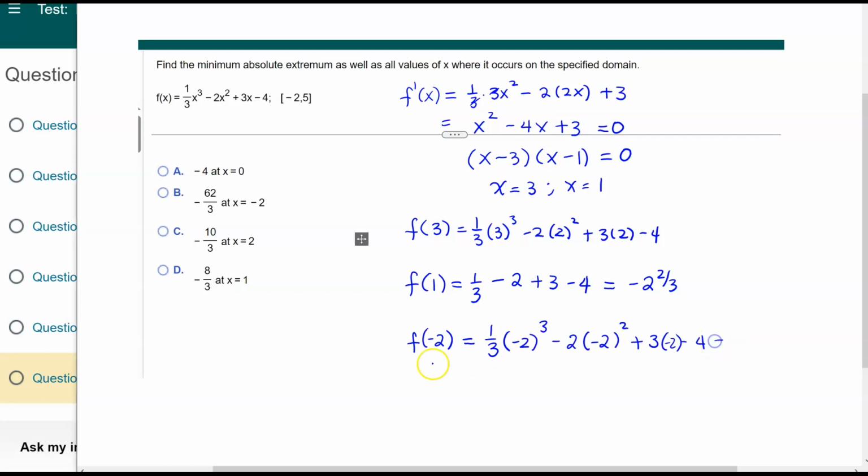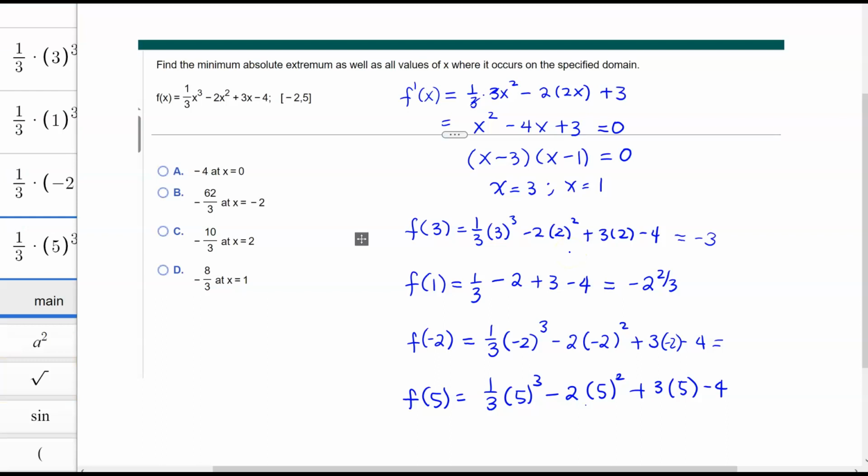So this is the function evaluated at negative 2. We'll plug that into our calculator later, and also evaluate the function at x equals 5. So all you need to do is replace x by 5, by the value of x. So you use that function. And then let's go ahead and plug this into our calculator.